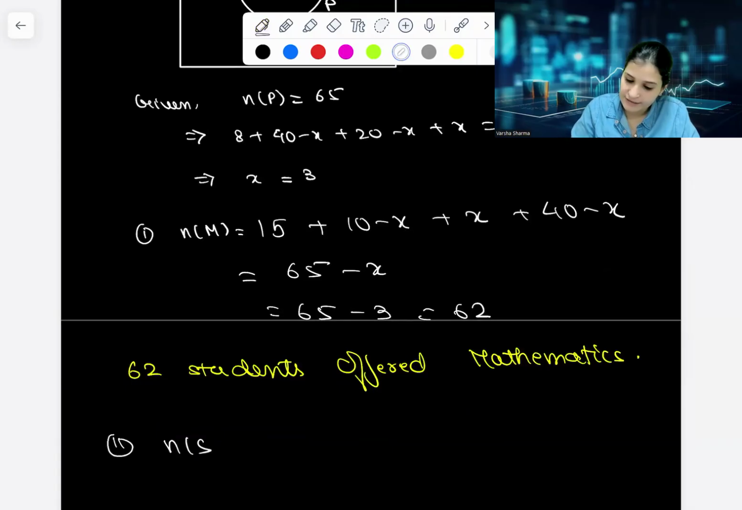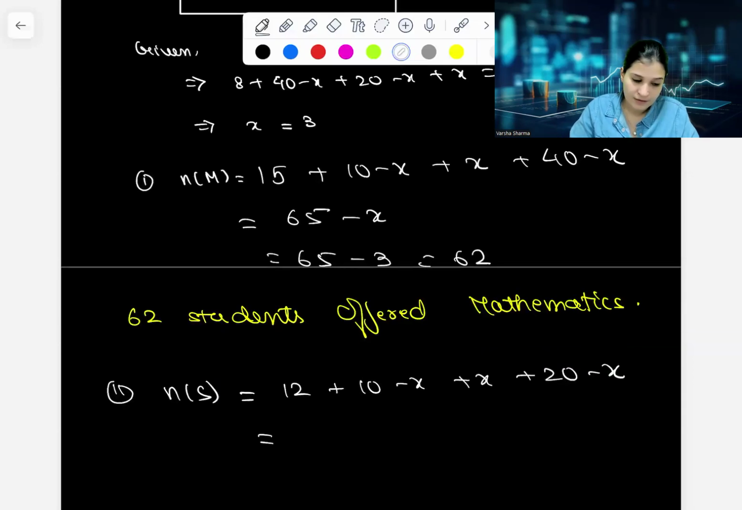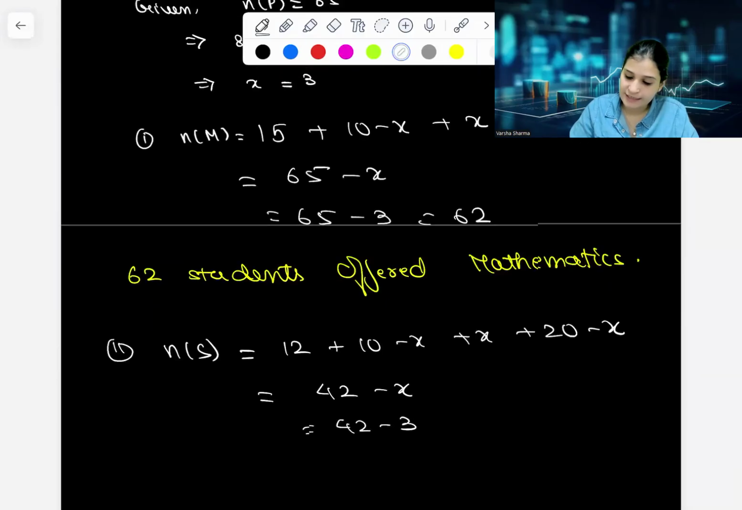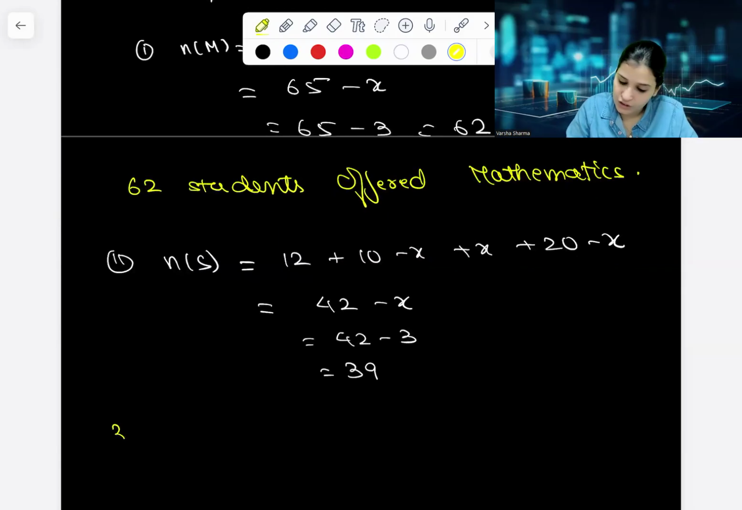Number of people who offered statistics. So n of S is 12 plus 10 minus X plus 20 minus X. So 42 minus X, 42 minus 3, that is 39. Yes? So 39 students offered statistics.